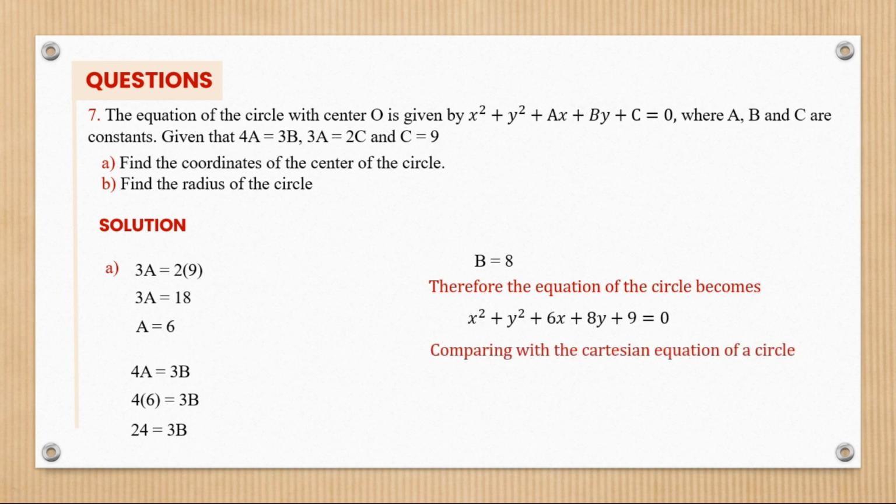Now that I know this, I can easily find the coordinates of the center of the circle. I'm going to compare with the Cartesian equation of a circle, and when I compare, I can see that 2g shall be equal to 6, of which g shall be equal to 3, and then 2f is equal to 8, of which f shall be equal to 4. And the value of c is basically 9. Now I can find the center of the circle. When I plug it in, I will have negative 3, negative 4, and those shall be the coordinates of the center of the circle.